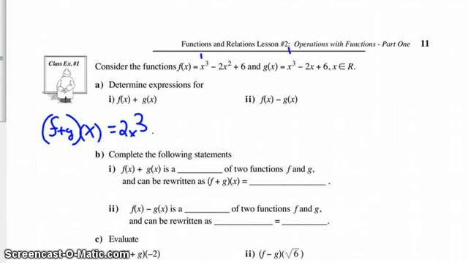I will have minus 2x squared. I will have minus 2x's, and I see a 6 plus 6 is 12. So if I add those two functions together, that's what I get. In the second one, they want me to do f at x minus g at x.